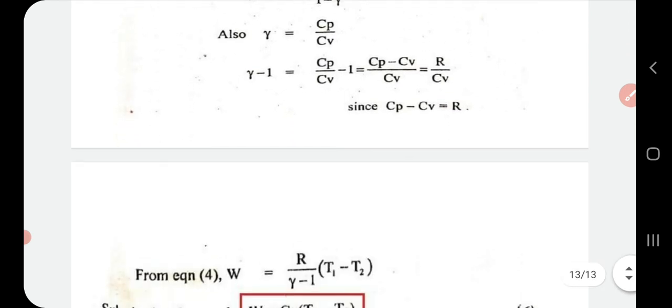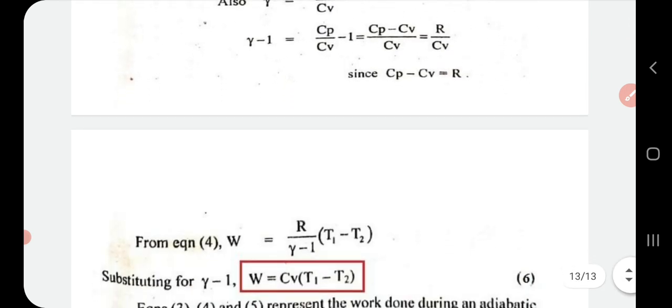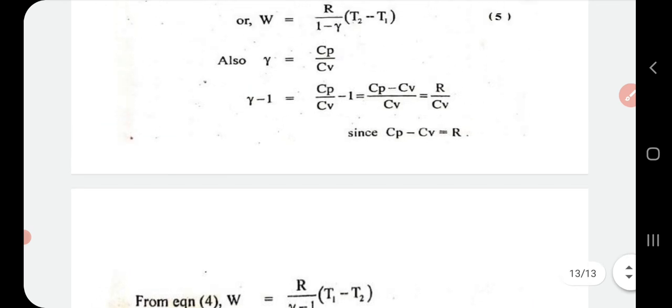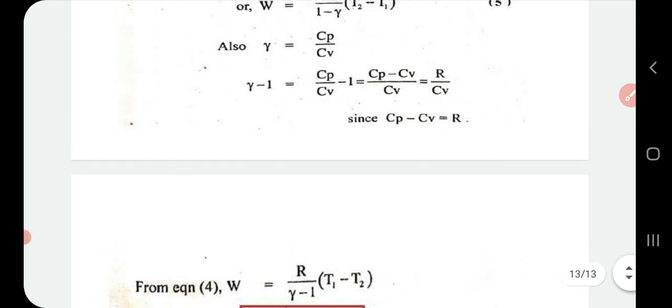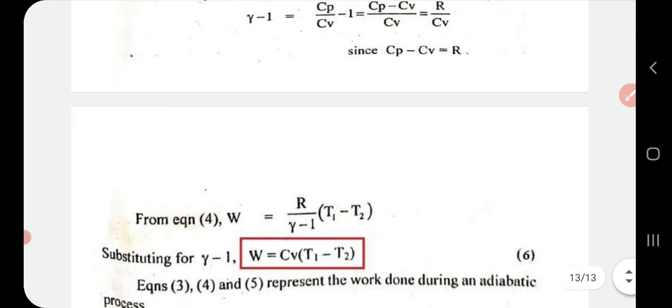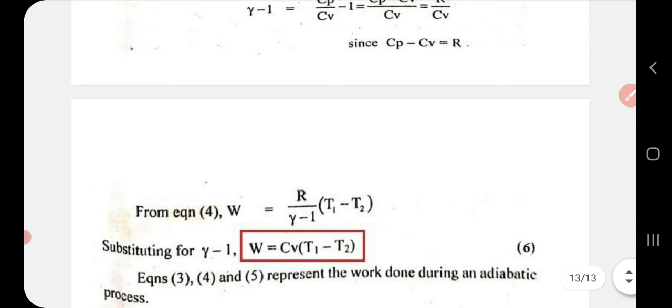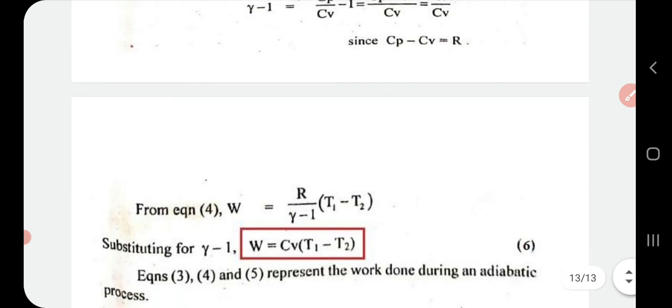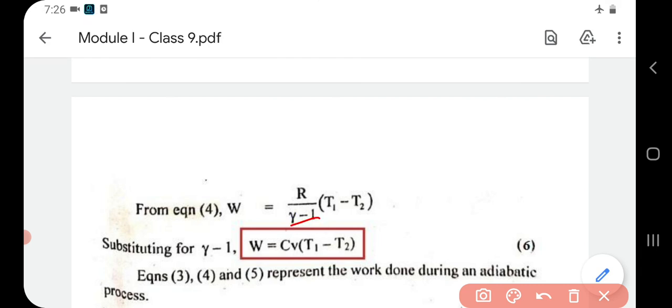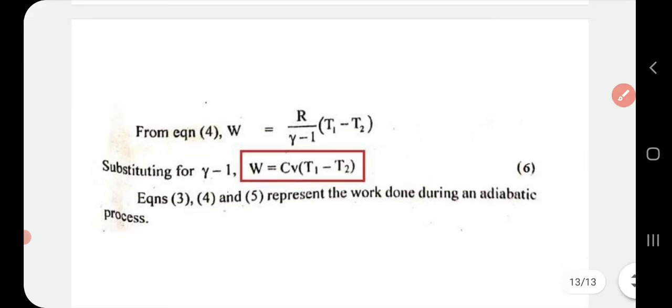Okay, now you write that expression. So from equation 4, W is equal to R by gamma minus 1 times T1 minus T2. Now here you have to substitute for gamma minus 1. We have obtained that gamma minus 1 is R by Cv. So you have to substitute R by Cv here. So R and R will get cancelled. What remains will be Cv. So W is equal to Cv times T1 minus T2, which is the work done by an ideal gas during adiabatic expansion.